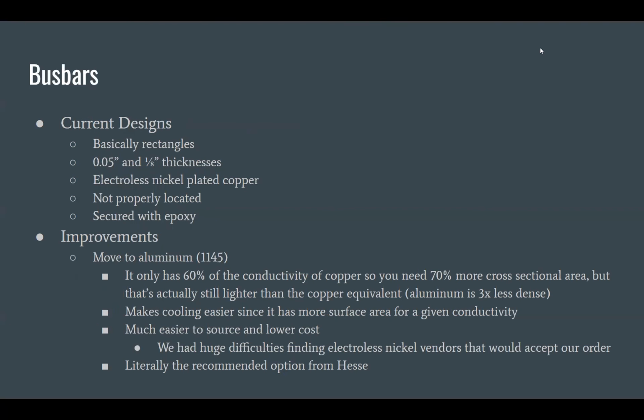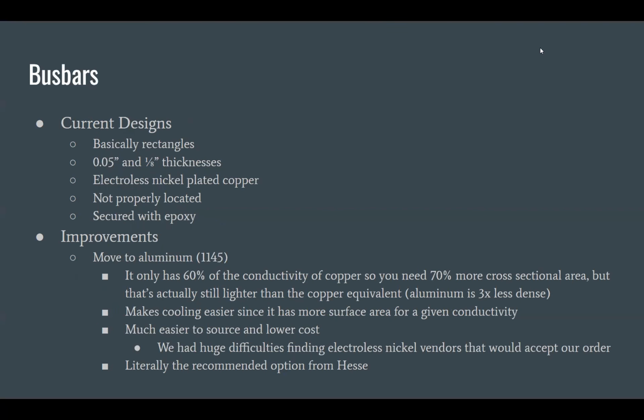Our current designs for them are kind of naive. We basically made a bunch of rectangles, and then we made them out of copper, and then we found one company that was willing to do electroless nickel plating, and then they proceeded to tell us to go away after we worked with them. So we're not going back to JMD Industries. But we found one company that was willing to do the plating for us, and that's how we got the bus bars for the current pack.